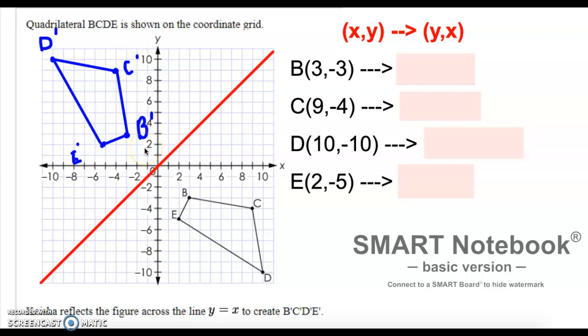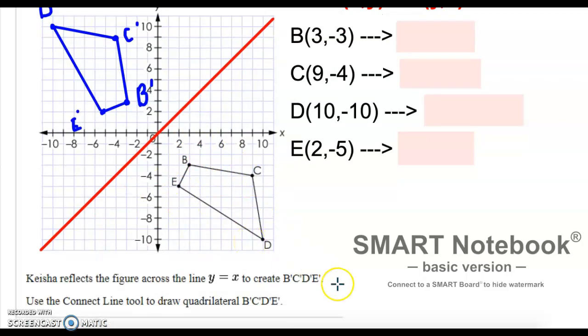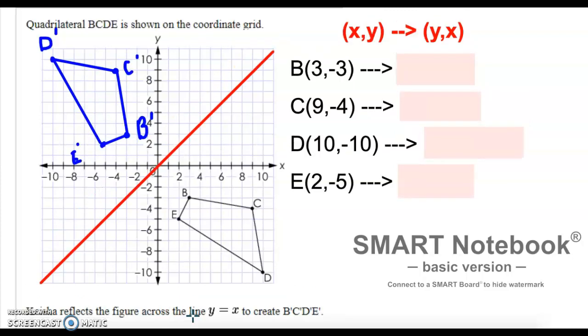Quadrilateral BCDE is shown on the coordinate plane. So we have BCDE down here in the bottom right. Keisha reflects the figure across the line y equals x to create B prime, C prime, D prime, E prime. Use the connect line tool to draw quadrilateral B prime, C prime, D prime, E prime.